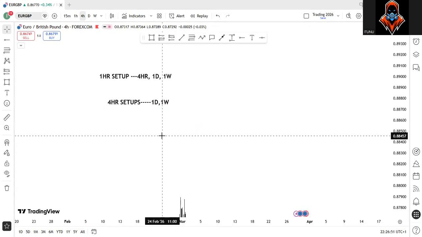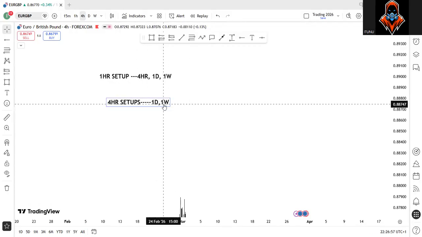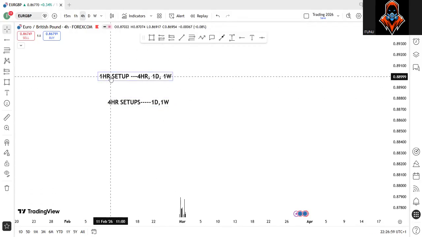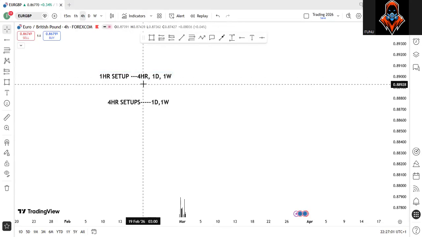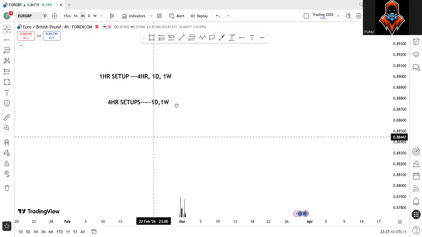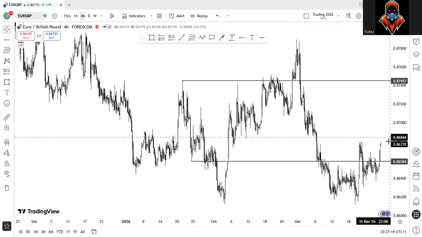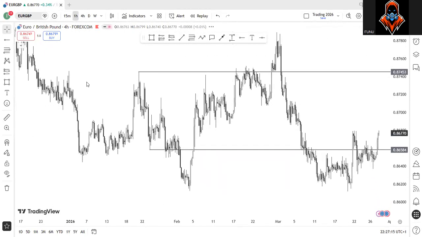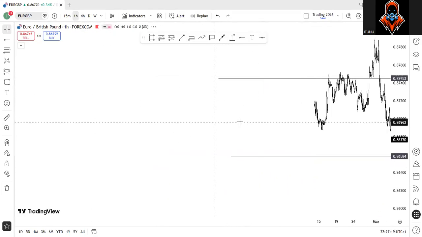So that means your setup is clear and very visible on the 4 hour time frame. You can only support it on the daily and weekly time frame. But on the 1 hour time frame, where your setup is visible, you can support it from the 4 hour time frame to the daily time frame to the weekly time frame. So you can find an order block that supports your setup. So let me even draw the setup first.